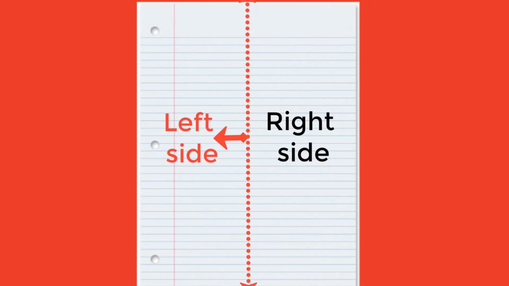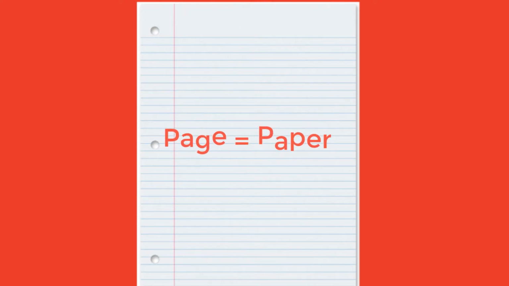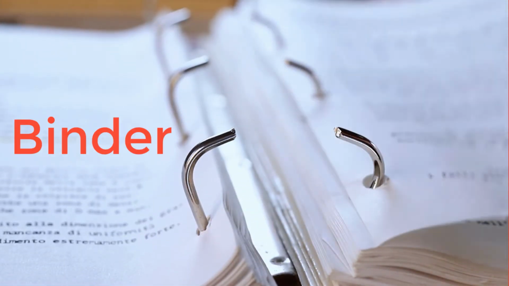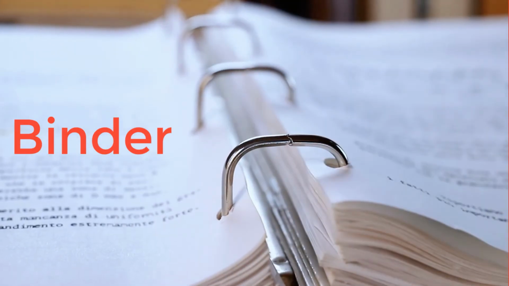This is the left side of the page. By the way, page also means paper. English is written from left to right. Because of this, we put the holes on the left side so we can place the paper in a binder for safekeeping. Once you have your paper placed correctly, then you're ready for tip number 3.